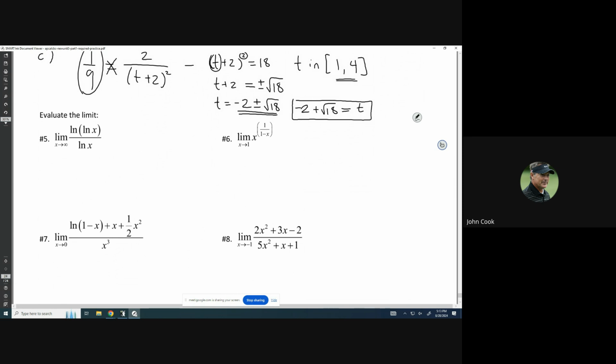Okay, so now we're at the limits stuff. I think let's go through the first two, and if we've got time, we'll do the third one. I don't know how much space I'll have, so I'll probably go through number 5, erase it, and then do number 6.